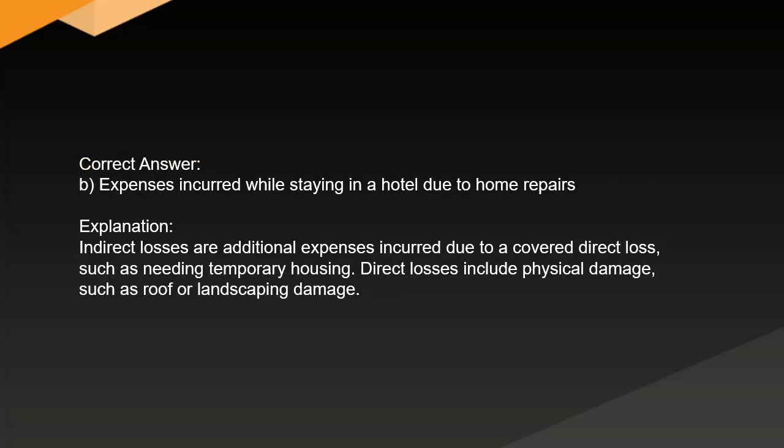Correct answer: B. Expenses incurred while staying in a hotel due to home repairs. Explanation: Indirect losses are additional expenses incurred due to a covered direct loss, such as needing temporary housing. Direct losses include physical damage such as roof or landscaping damage.